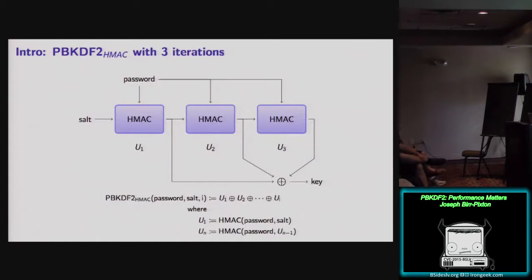So PBKDF2 looks like this. You get HMAC and you put the password in the top repeatedly, and you sign the salt, and then you sign the output and the output and the output, and you get all the signatures and you XOR them together, and that gives you your output. So it's fairly easy to see that this has very strong data dependency. You can't calculate U3 without calculating U2, so you have to do them all in sequence. So it's not easily parallelizable by your attacker, which is nice.